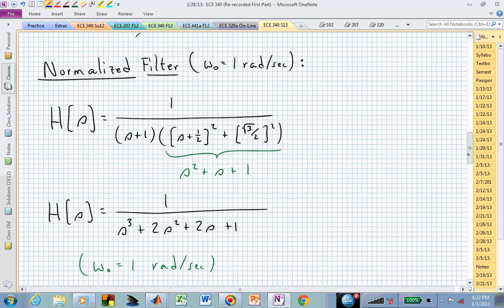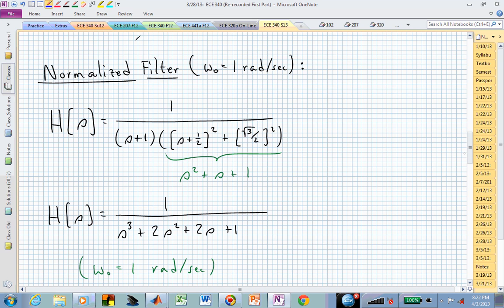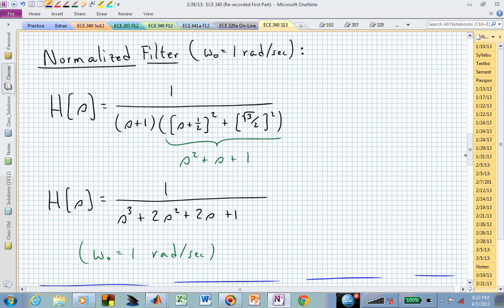If we multiply that all out, we will get a third order denominator polynomial, which is what we should expect with n equal 3, and we have then for a Butterworth pattern of poles for a low-pass filter, the denominator polynomial will have s cubed plus 2s squared plus 2s plus 1. That's now a normalized filter with a bandwidth of 1 radian per second.